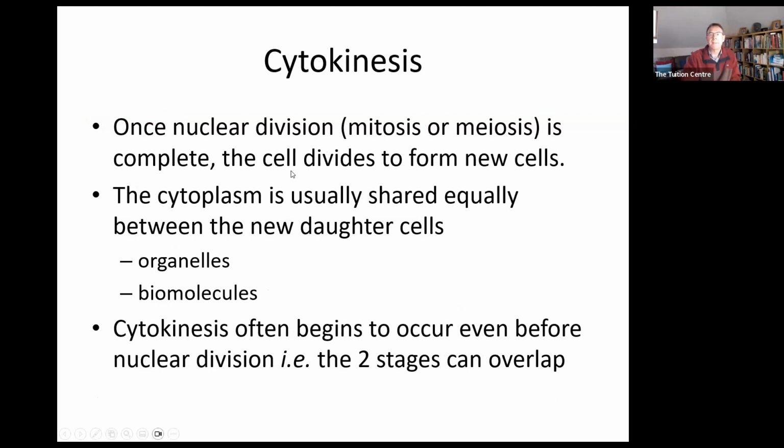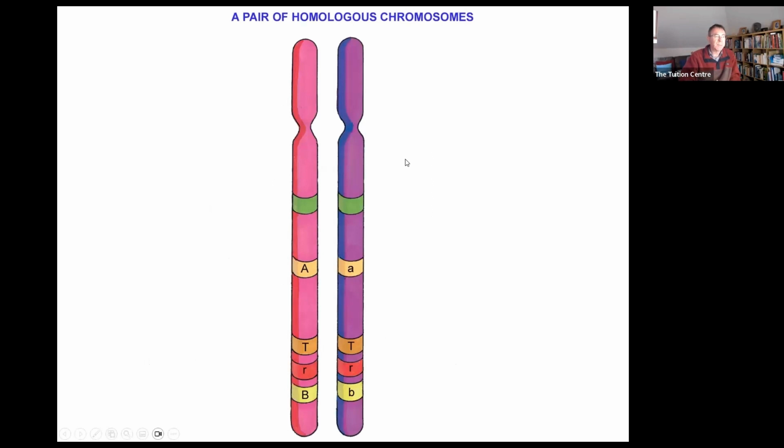Then we get cytokinesis. So interphase, followed by some sort of nuclear division, followed by cell division. Once the nuclear division is complete, generally speaking, the cell splits in two and you get this cytokinesis event. We'll look at that in detail later on, but what we want to look at is the details of mitosis, right? We'll go back to that in a second.